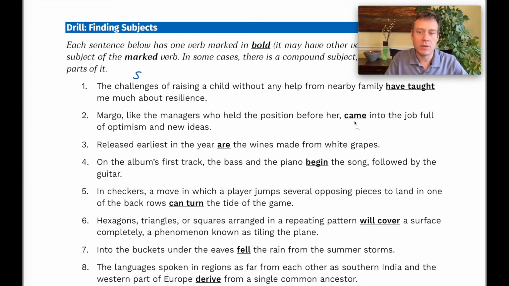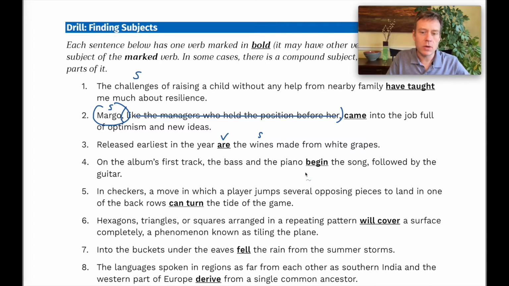Okay, and number two, what came into the job, or who? In this case, it's Margot. She's the subject. And all this stuff in between is set off by commas. It's sort of a non-essential clause or phrase. And so we would ignore that as we're looking for the subject. Here, the verb is are. And this is an example of inverted word order because the subject is actually the word wines. So the wines are made from white grapes, and so the subject is after the verb.